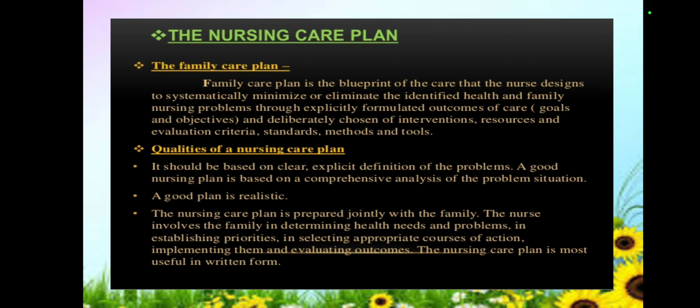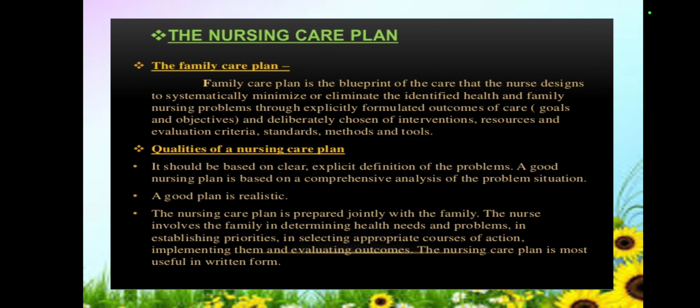Okay? So, the nursing care plan, we also have what we call a nursing care plan. Of course, here it is called the family care plan. So, family care plan is the blueprint of the care that the nurse designs to systematically minimize or eliminate the identified health and family nursing problems through explicitly formulated outcomes of care. So, it is just like making your nursing care plan which starts with cues, nursing diagnosis, the goals, objectives, the interventions, the rationale, and evaluation. That is also what you will do in the family health nursing care plan.